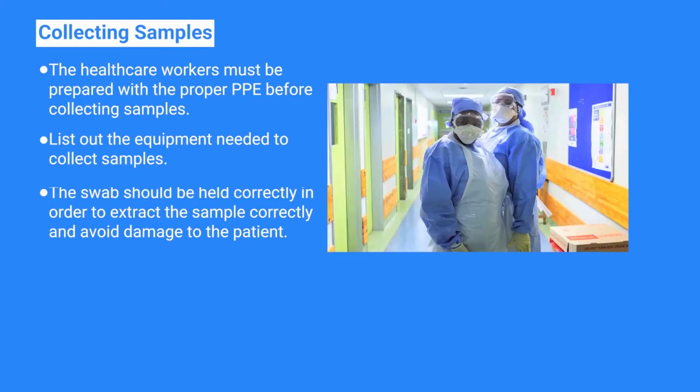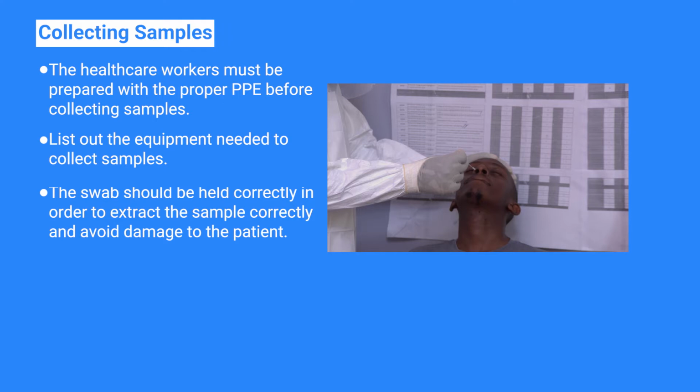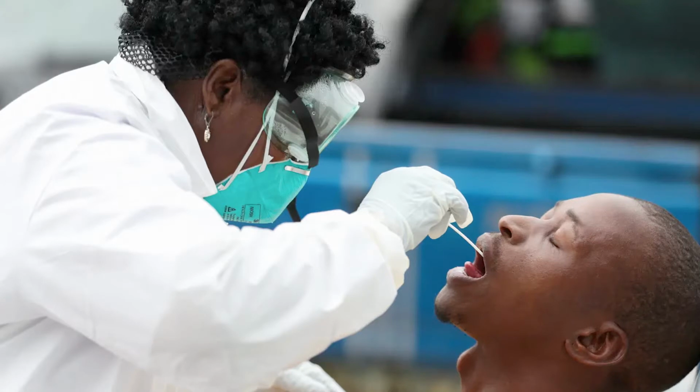Collecting of samples. The healthcare workers must be prepared with the proper personal protective equipment before collecting of samples. List out the equipment needed to collect the samples. Use the image as guidance. Explain that the swab should be held correctly in order to extract the sample correctly and avoid damage to the patient.